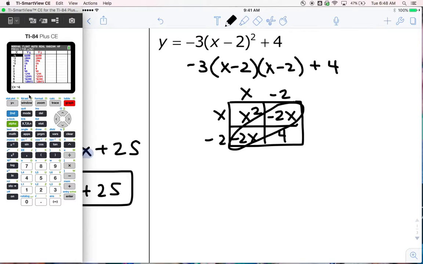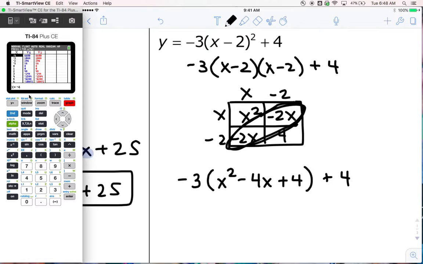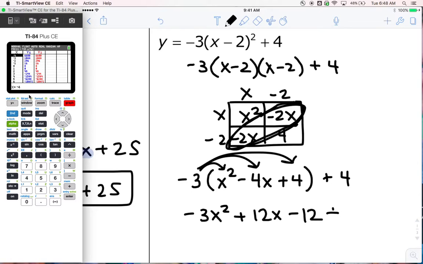And let's kind of write this in our equation here. So my negative 3, and then I had parentheses. But instead of writing it like this, I'm going to write it from the box. So I got x squared. Negative 2x minus 2x is going to be a negative 4x, and then that positive 4. And then don't forget, I have this positive 4 on the end, so another plus 4. Now when it's written this way, we have to distribute one final time this negative 3. So I get negative 3x squared plus 12x, and then a minus 12, and then plus 4.